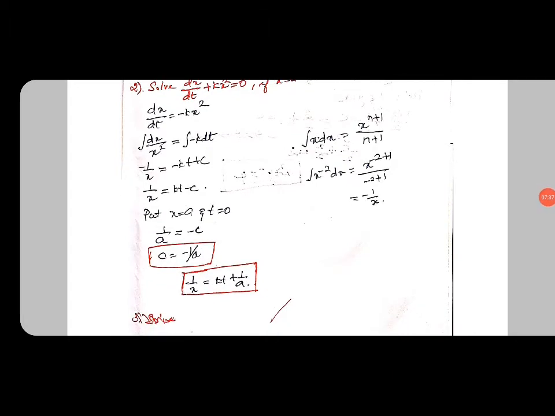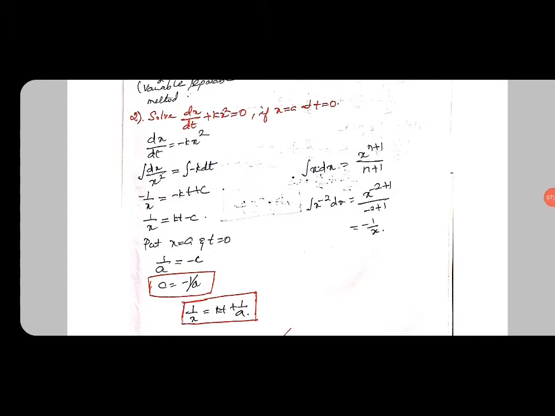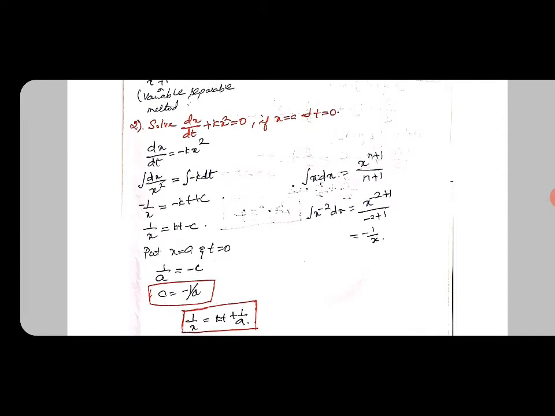We can see the next example. Solve dx by dt plus kx squared is equal to 0 if x is equal to a at t is equal to 0. Okay, we need to rearrange the equation, dx by dt is equal to minus kx squared. Then by integrating, we rearrange the denominator on both LHS and RHS. Integral of dx by x squared is equal to minus integral of k into dt, which is minus 1 by x is equal to minus kt plus c.